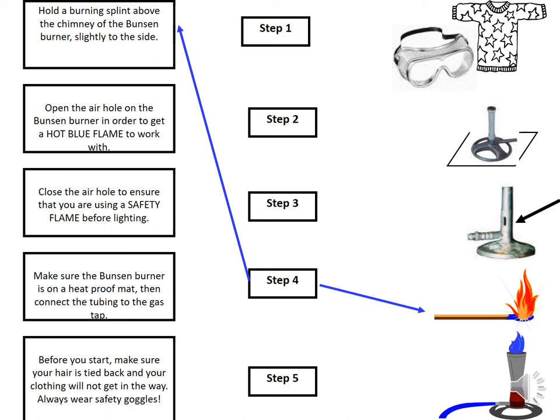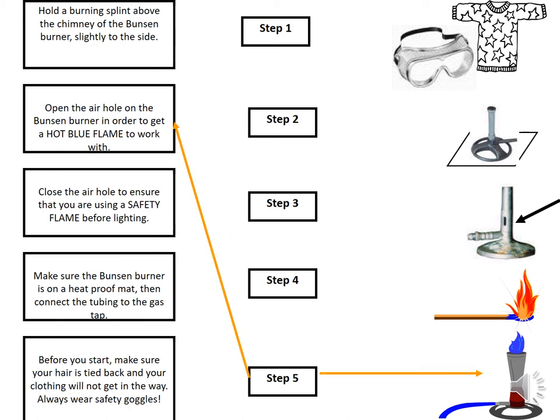And the last step, step five, would be open the air hole on the Bunsen burner in order to get a hot blue flame to work with. That should be matched up to step five, and you should connect it to the picture right at the bottom, which has a perfectly lit Bunsen burner. How well did you do? Did you manage to get all five?